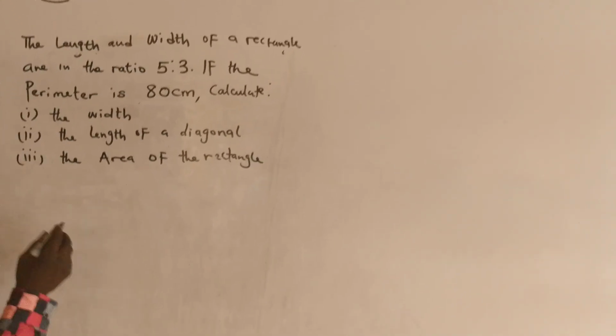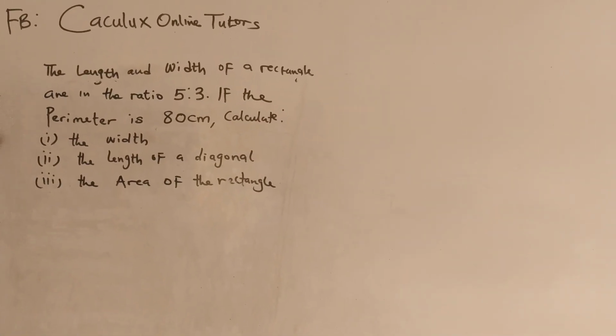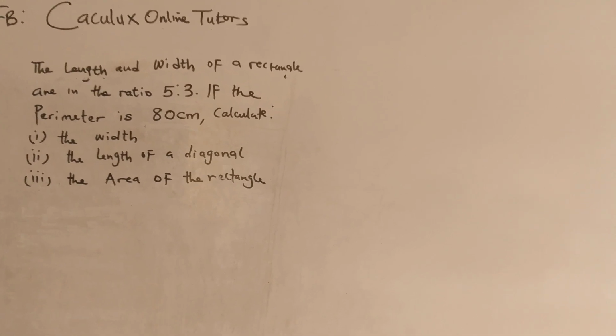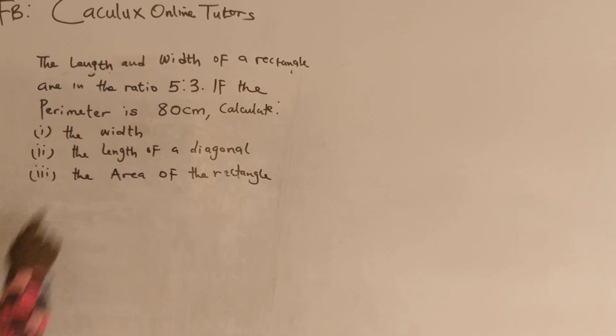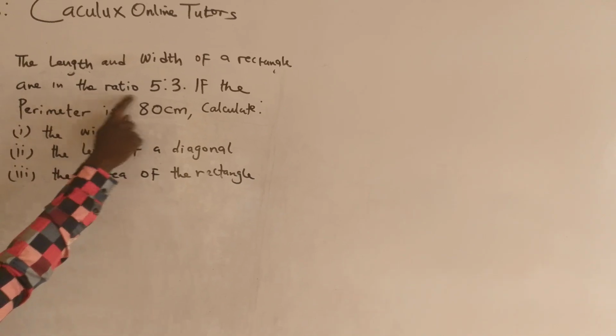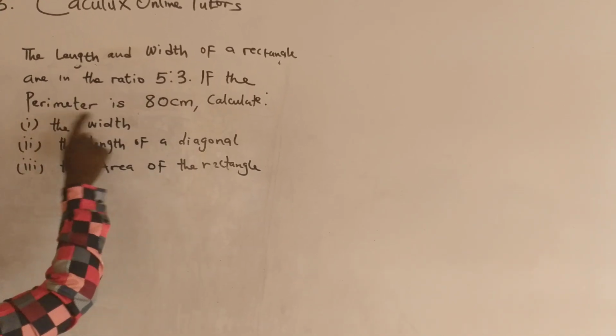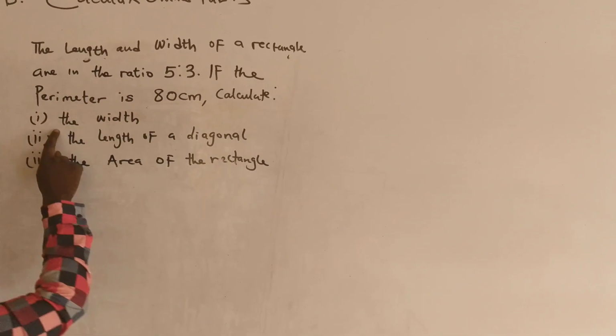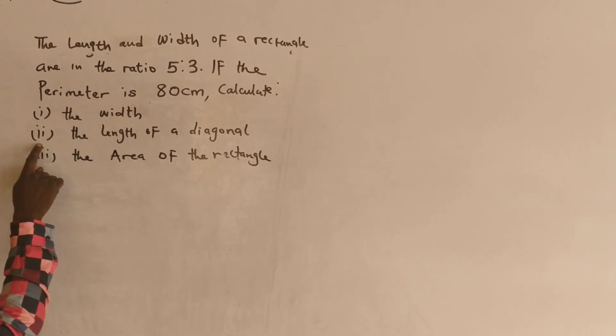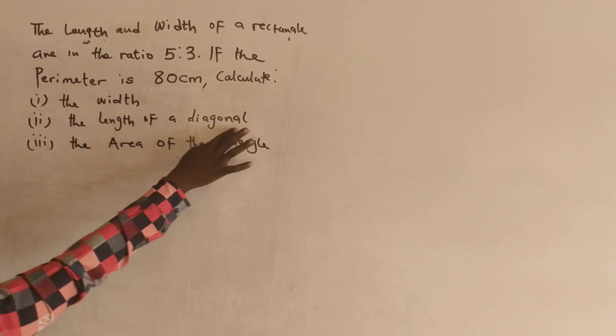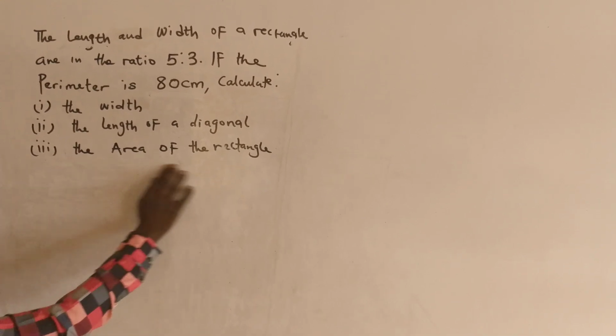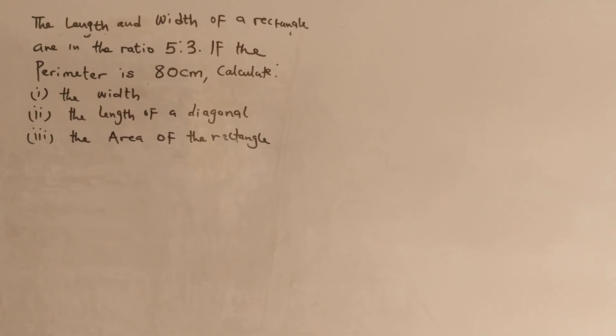Okay, this is another question from word problems leading to simultaneous equations. The length and the width of a rectangle are in the ratio 5:3. If the perimeter is 80 centimeters, calculate 1. the width, 2. the length of a diagonal, 3. the area of the triangle. Okay?